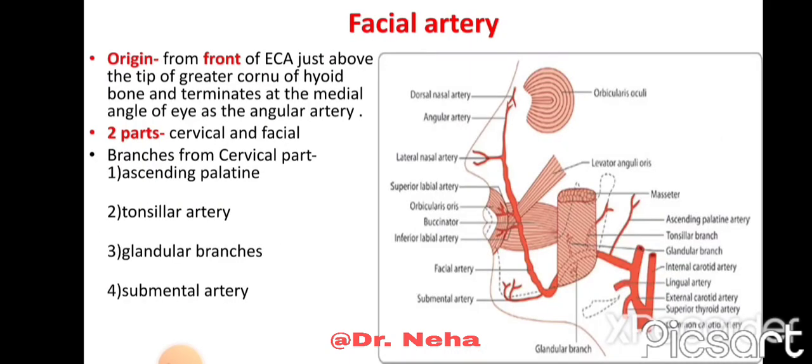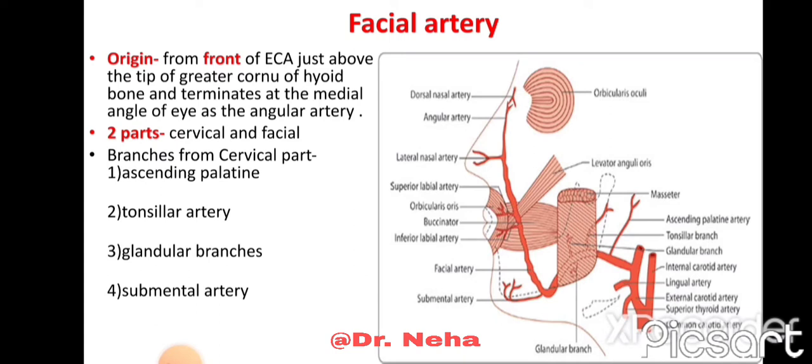Next we have the facial artery. Facial artery arises from the front of the external carotid artery just above the tip of the greater cornu of the hyoid bone, and it terminates at the medial angle of the eye as the angular artery. The course of the facial artery has been divided into two parts, that is the cervical and the facial part. Cervical part is that part which is lying in the neck, and the branches from the cervical part are ascending palatine, tonsillar branch, glandular branch and submental artery.